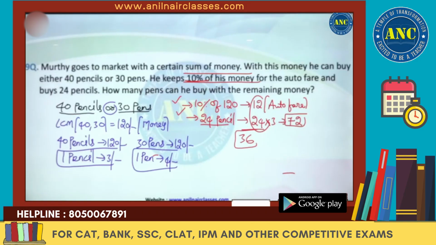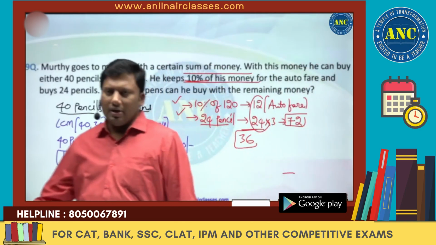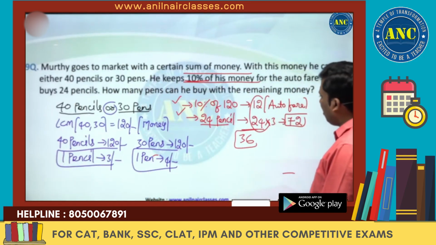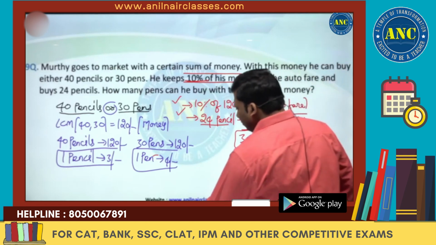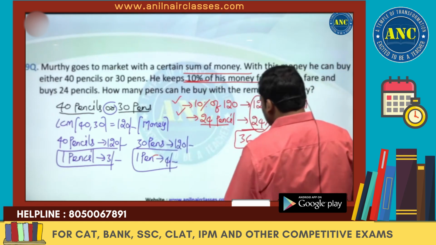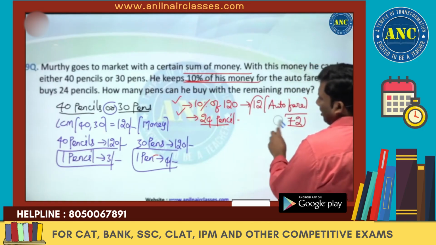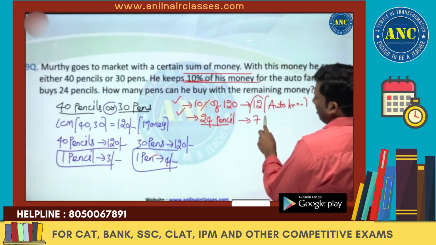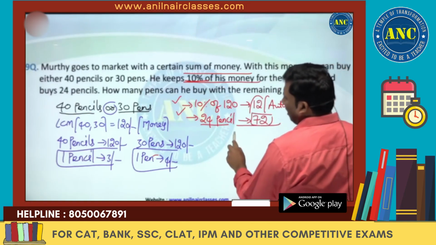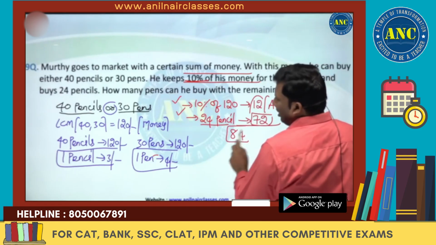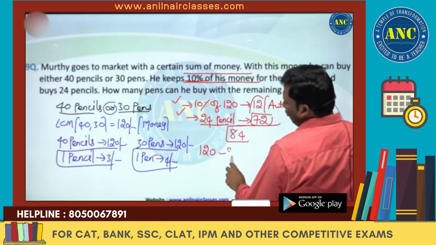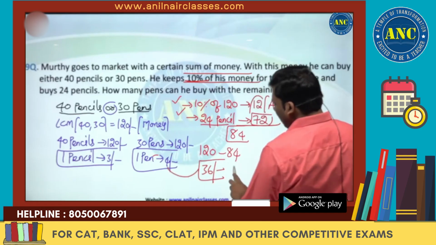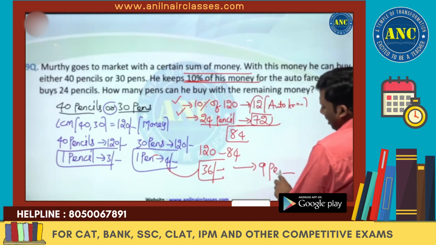Now, if you see here, listen carefully. Total what is he spending? 12 plus 72, 84. Each pencil he bought at 3 rupees, so 24 into 3 is 72. So totally 84 he has spent. Out of 120, 84 rupees he has spent. He has the remaining 36 rupees. How many pens can he purchase? 9 pens he can purchase.